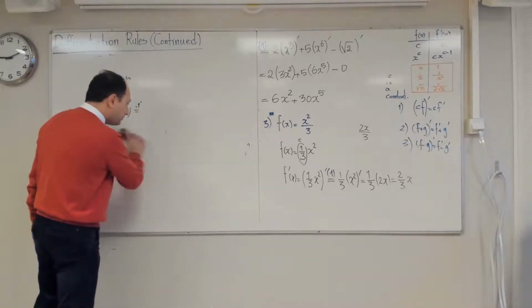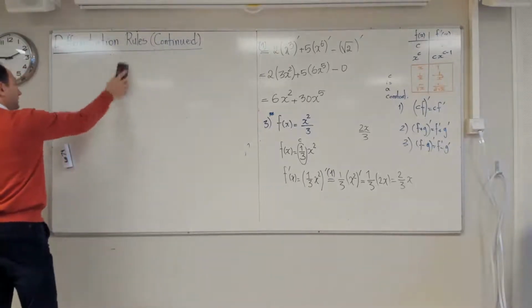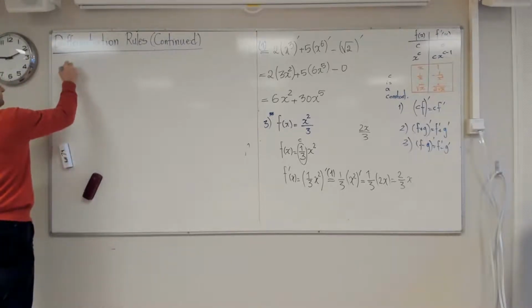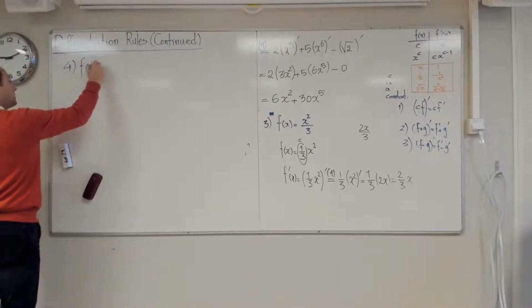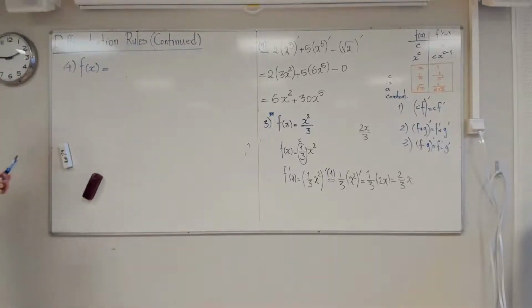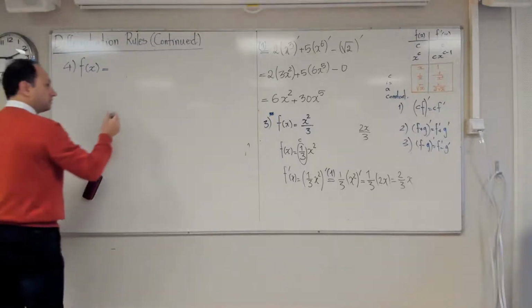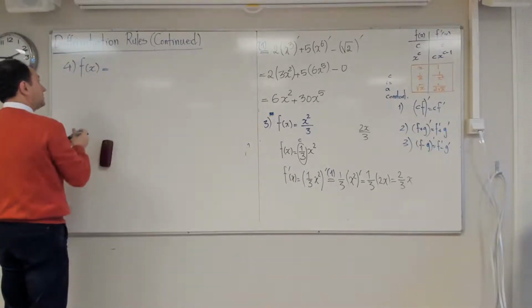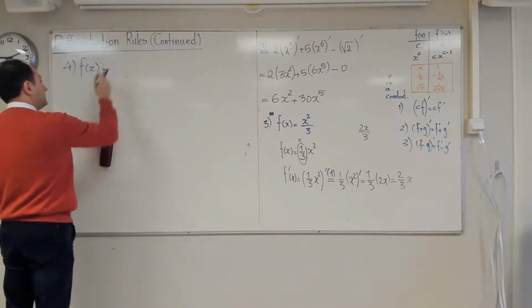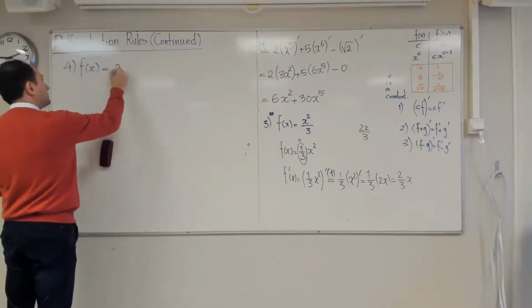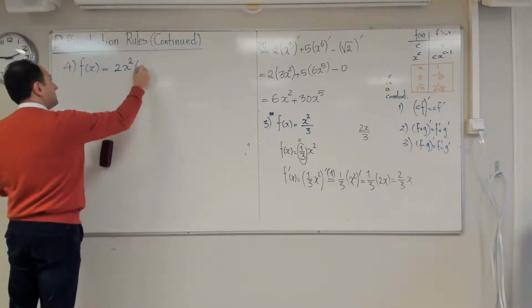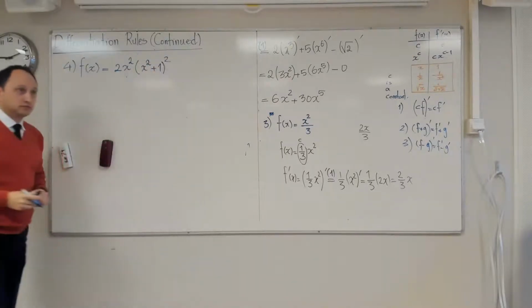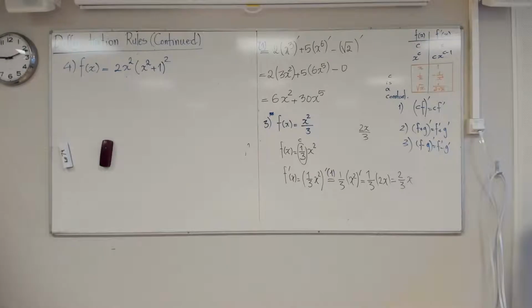Now let us go to number 4. You need to learn the problem just right here, okay? So number 4, let me give you another function. So f of x is equal to, what do you think about this? Let me write it with blue. 2x to the power of 2 multiplied by x squared plus 1 to the power 2. We want to differentiate this.